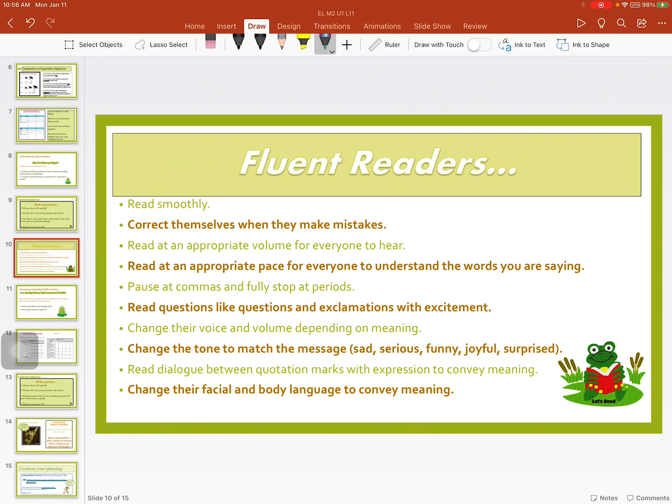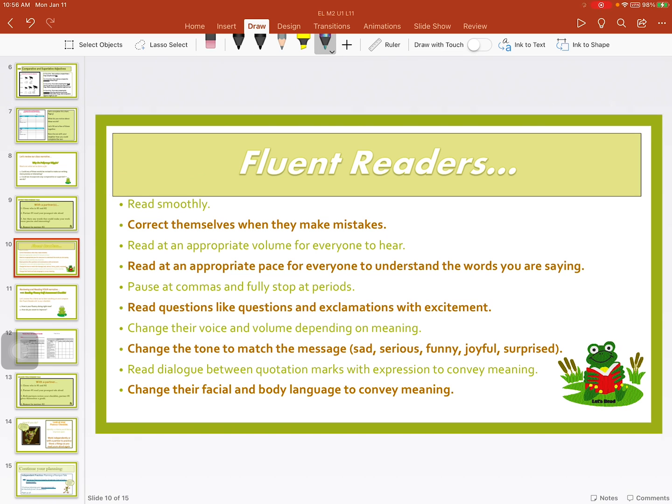And think about what fluent readers do. They read smoothly. They correct themselves when they make mistakes. They read at an appropriate volume for everyone to hear. So we're not reading too quietly, and we're not shouting either. Read at an appropriate pace for everyone to understand the words you're saying. Pause at commas and fully stop at periods. Read questions like questions and exclamations with excitement.